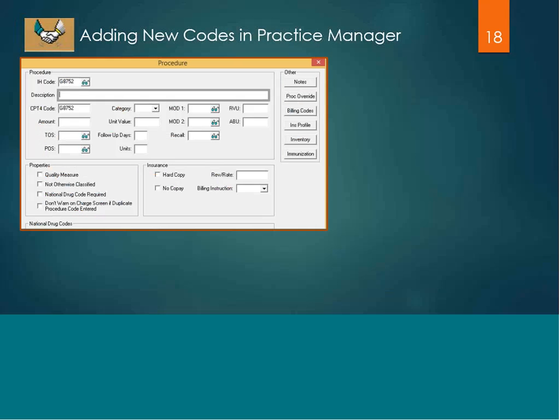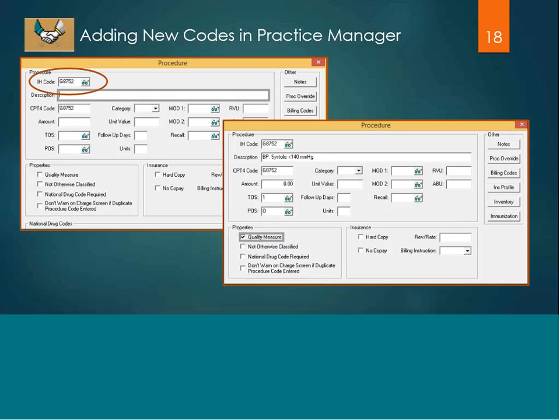Now, if we need to add the code, you would do so by entering it in the IH code window and then hit Enter. You will need to fill out the description. And since I have several G codes associated with this quality measure, I prefer to use the prefix BP. It kind of helps in the next couple of steps. You'll see where that prefix plays an advantage in your search.